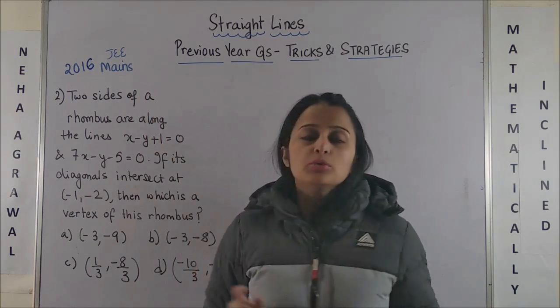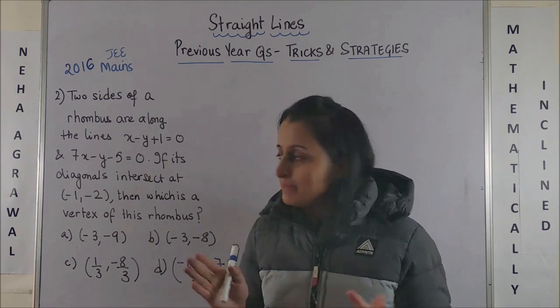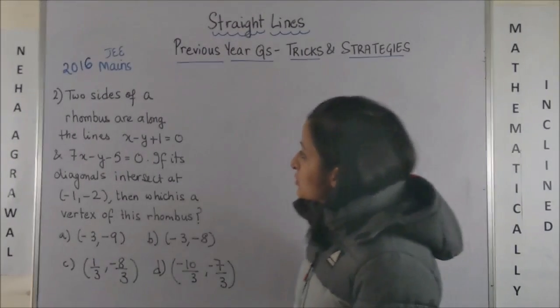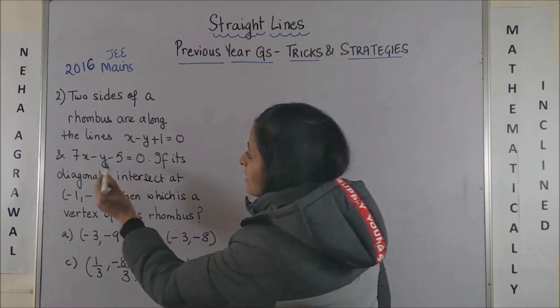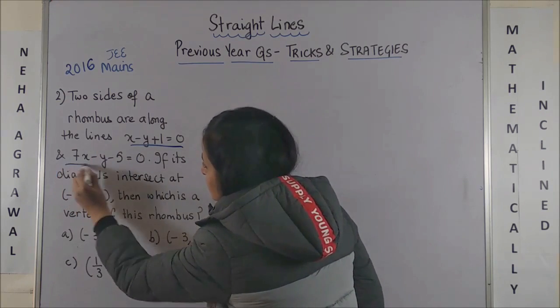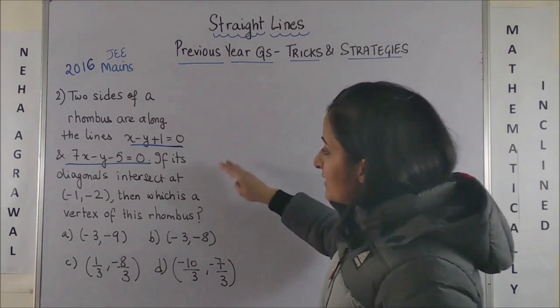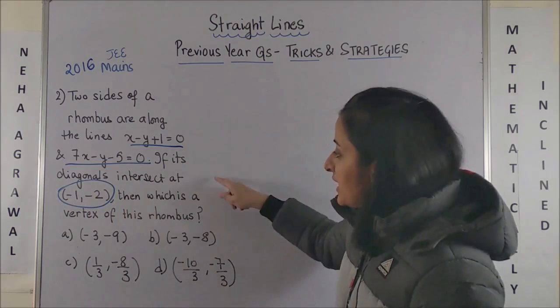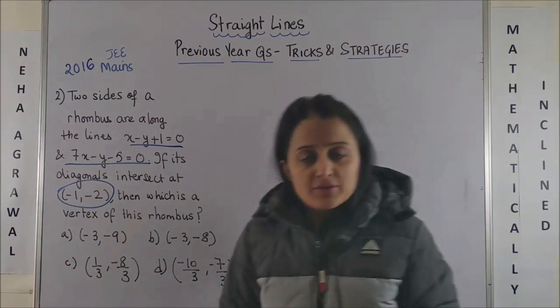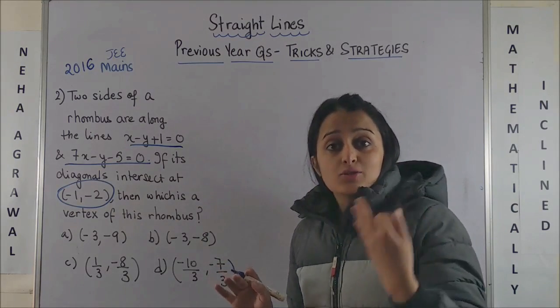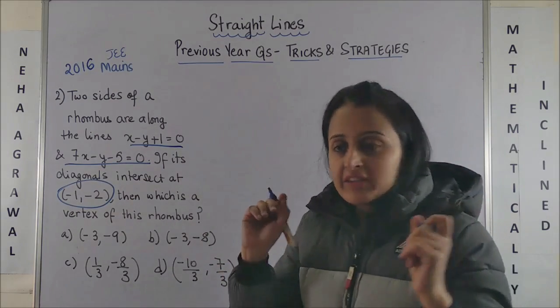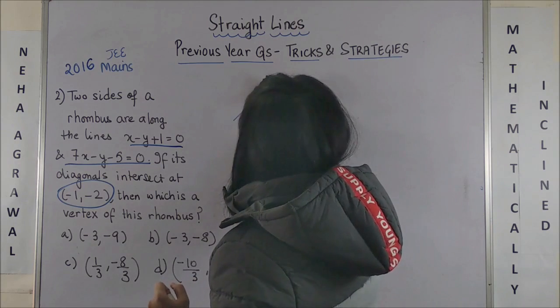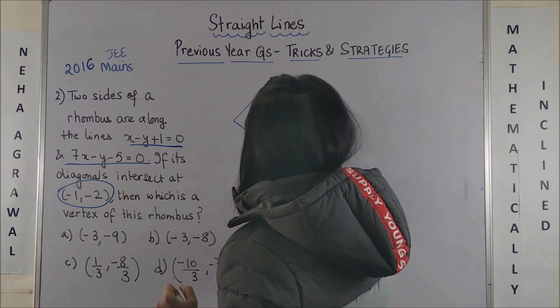This came in 2016 JEE Mains. If you see, it says two sides of a rhombus are along these two lines, and if its diagonals intersect at the point (minus 1, minus 2), then which is a vertex of this rhombus? Before we start solving the question, let's try and roughly plot this. So roughly your rhombus looks like this.